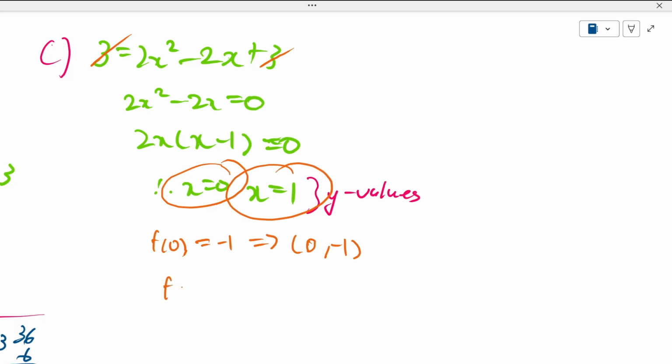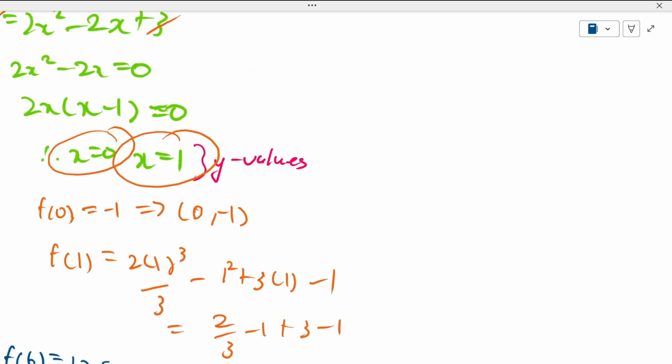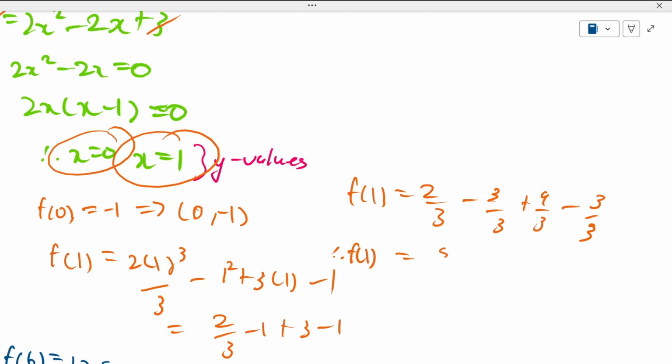So we haven't done x equals 1 yet. So f of 1 equals 2 multiplied by 1 cubed over 3 minus 1 squared plus 3 multiplied by 1 minus 1. Let's make all these constants into denominators of 3 now. So f of 1 is 2 over 3 minus 3 over 3 plus 9 over 3 minus 3 over 3. That's going to be negative 1 plus 9, which is 8. 8 minus 3 is 5. Therefore, f of 1 is going to be 5 over 3. So that means our point here is going to be 1 and 5 over 3.